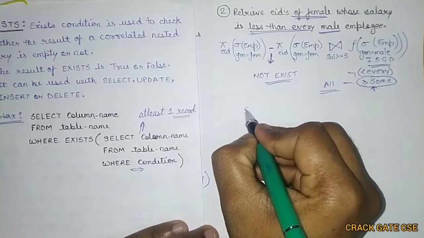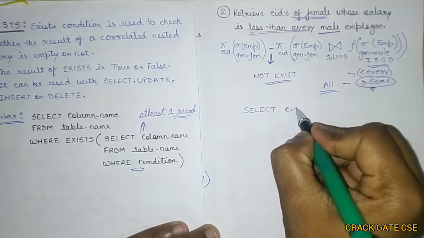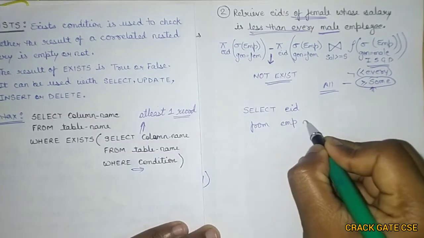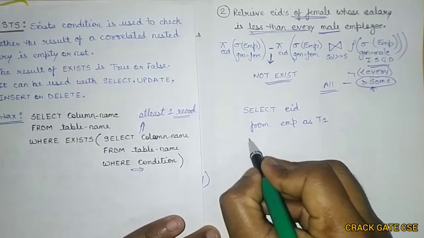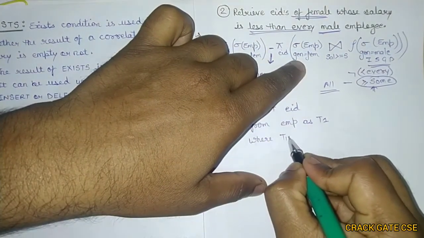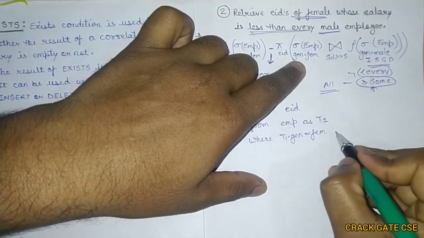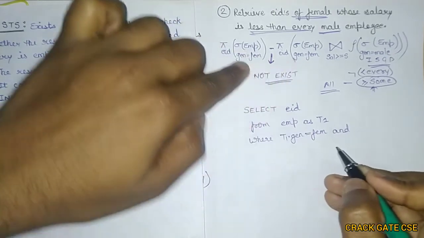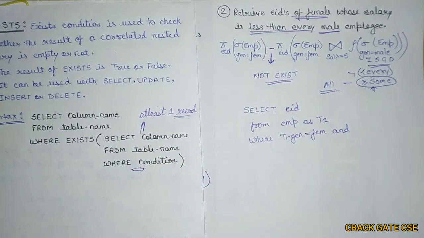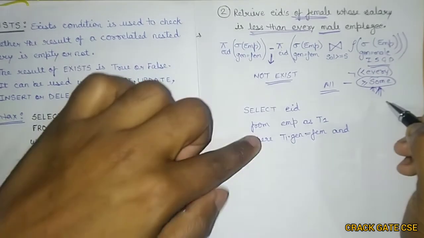We have to select the employee ID from employee. So I am renaming it as T1, where we satisfy the condition for the left one, that is T1 dot gender has to be female, right? And now we have to use not exists because we have to remove the records which are greater than or equal to some. So we are using this sum only, but in a different way. So this one is for this.